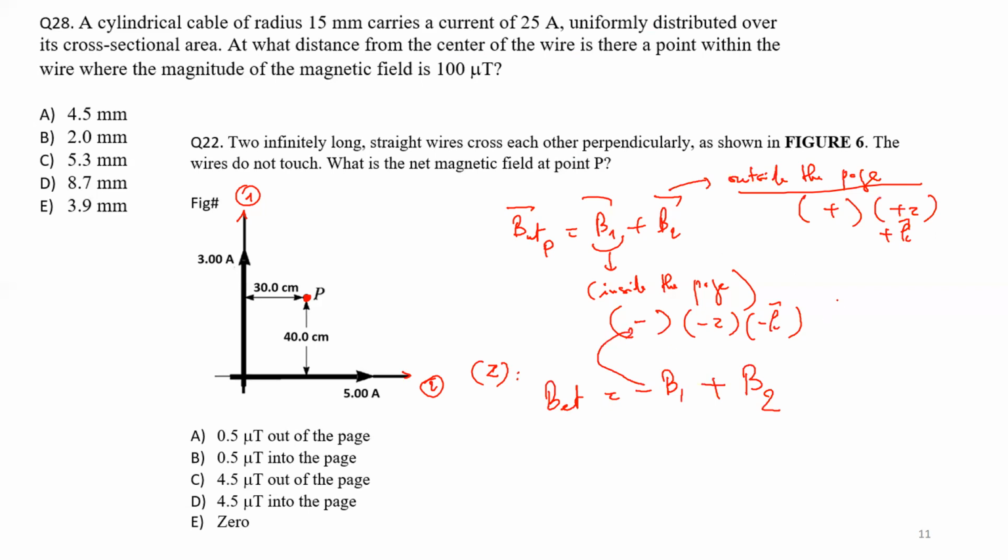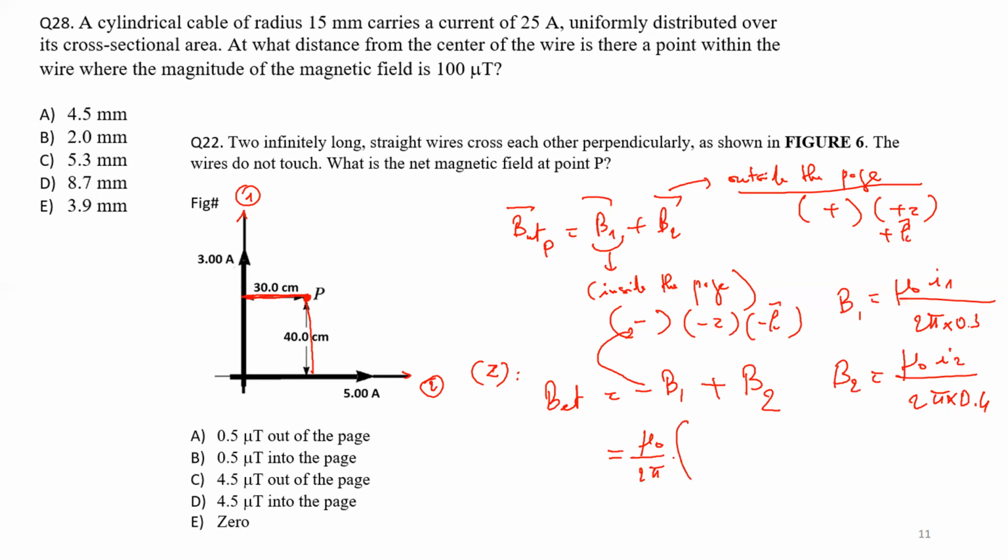Now what is B1? B1 is just mu naught I1 divided by 2 pi times the distance. The distance is 30 centimeters, basically 0.3. And B2 is mu naught I2 divided by 2 pi times the distance, 40 centimeters, so 0.4. So let me calculate now. B net is equal to, let me take as a common factor, mu naught divided by 2 pi.